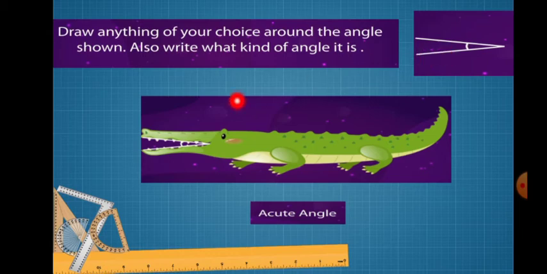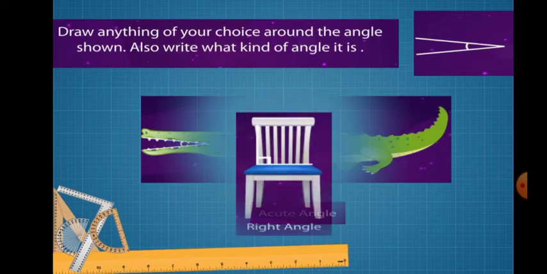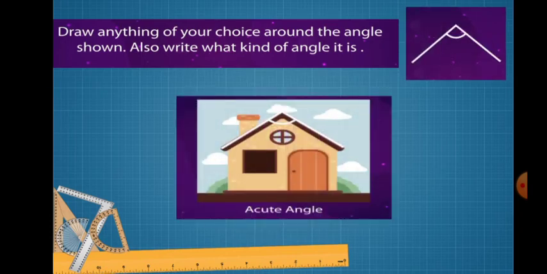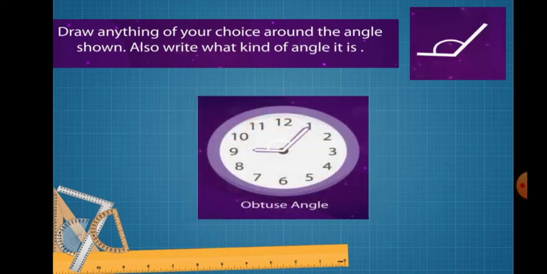For acute angle, observe the mouth of a crocodile. It is having an angle less than 90 degrees. So it is an acute angle. Then for right angle, observe the bend of this chair. It is having a right angle, exactly equal to 90 degrees. Look at the roof of this house. It is having an angle less than 90 degrees. So it is an acute angle.